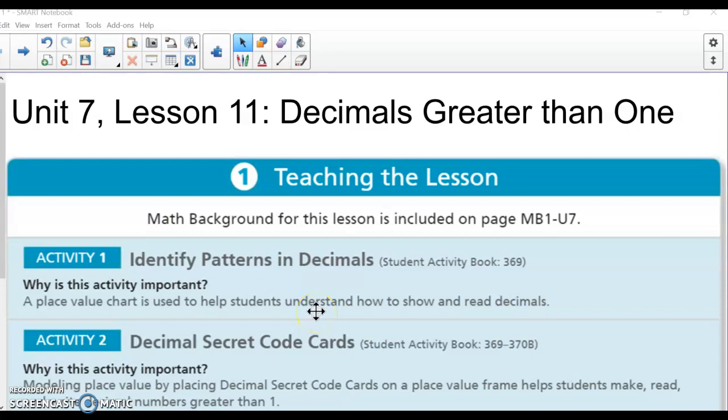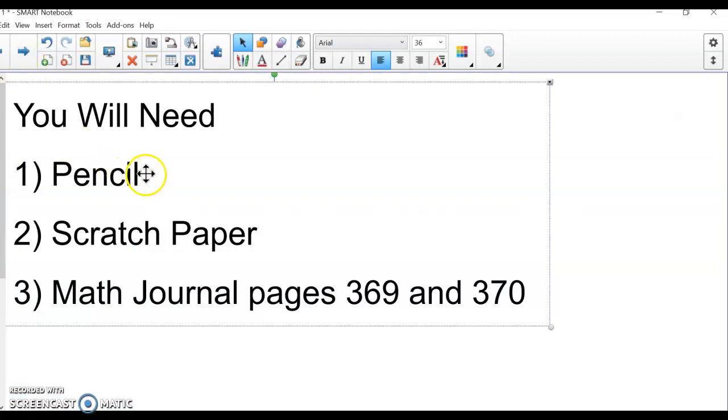And we are in lesson 11 now in unit 7. And we're going to be working with decimals that are greater than 1. Up to this point, your numbers have been all between 0 and 1 whole with decimals. And now we're going to figure out how to turn those mixed fractions that we used to work with into a decimal value. And so you're going to need a pencil, scratch paper, and math journal pages 369 and 370.